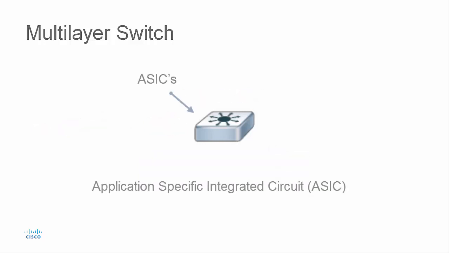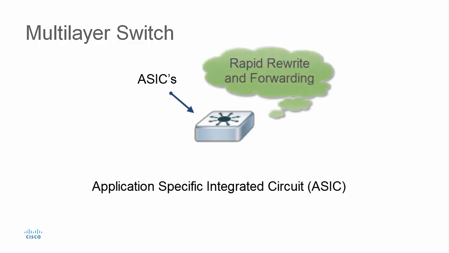The performance of the switch is provided by the hardware ASICs, which are responsible for the rapid header rewrites and forwarding. The ASICs, which reside at the interface level, also substantially offload the main CPU.